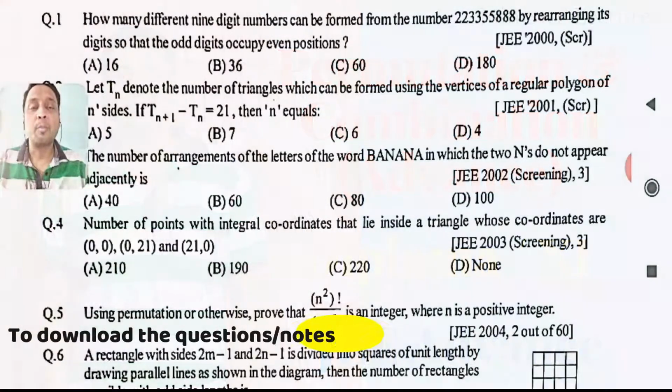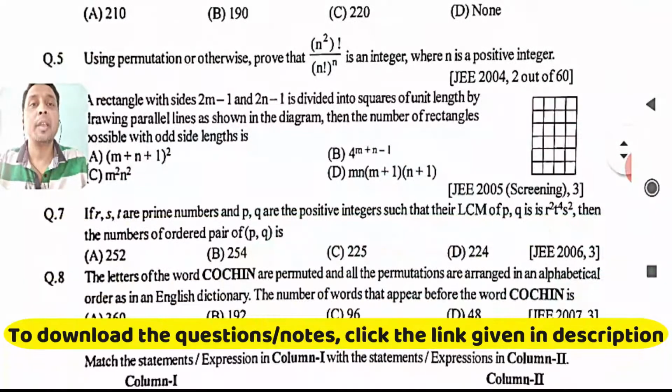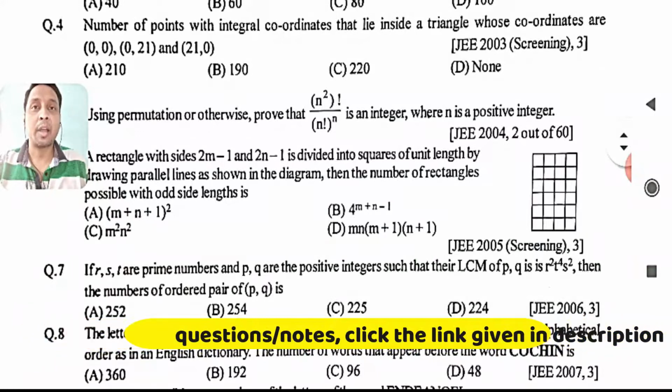Okay students, welcome all to this new lecture in the advanced level, where we are solving previous year IIT JEE questions on permutation and combination. In this lecture we will be solving from question number 1 to question number 8. Okay, then let's try to solve these questions.